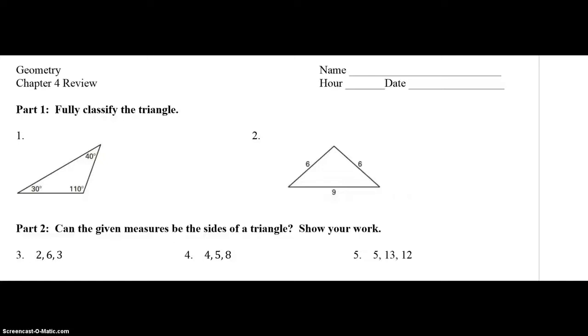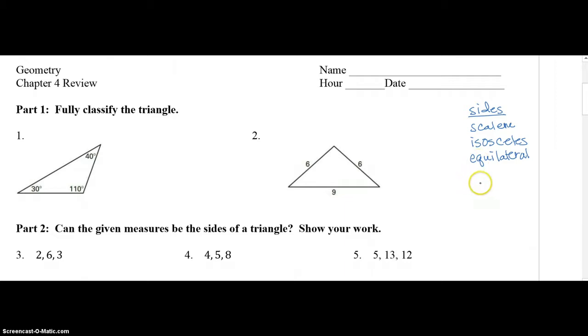Okay, so today I am working out the Chapter 4 review, all about triangles. And the first part says fully classify the triangle. So let's remember that in order to classify a triangle by its sides, our options are scalene, which means no sides are congruent, isosceles, which means two or more are congruent, and equilateral, which means all three sides are congruent.